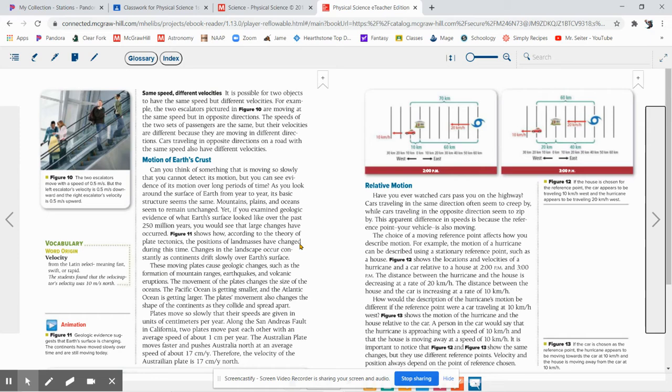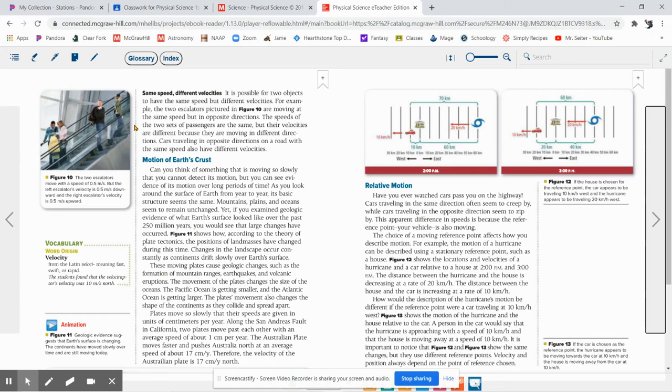Okay, so here we have some people that are moving the same speed. These escalators are both the exact same speed. Some are moving up, some are going down. Same speed, different velocities. They have different velocities because they are going in different directions, down, up. So remember, velocity is speed with direction. Even though the people on these escalators are moving the same speed, they have different velocities because one's going up and one's going down.